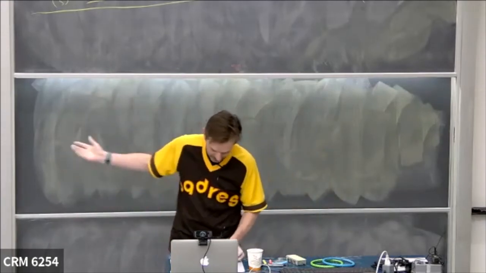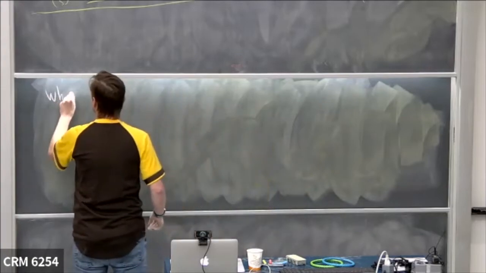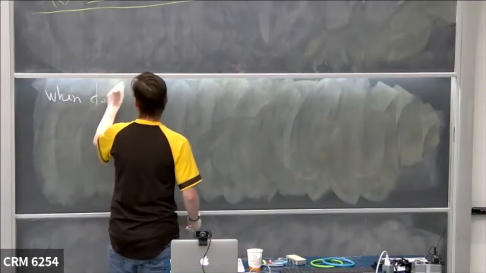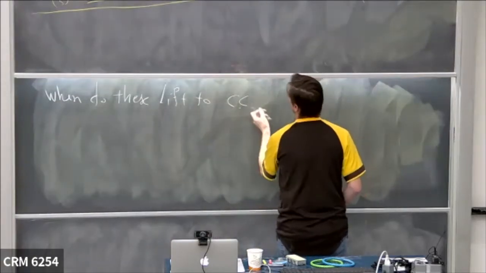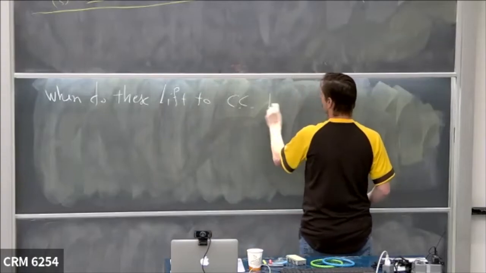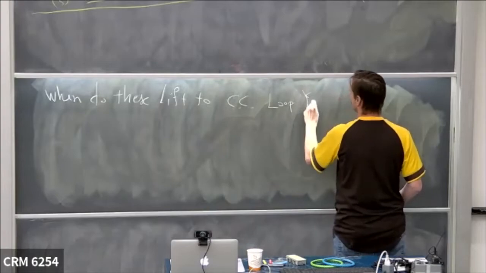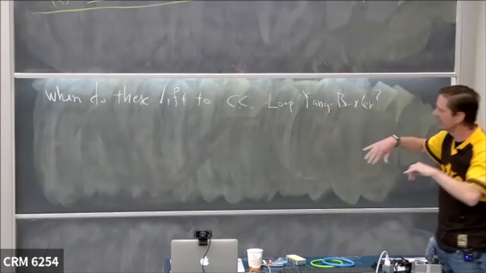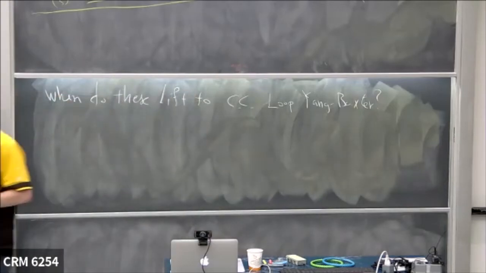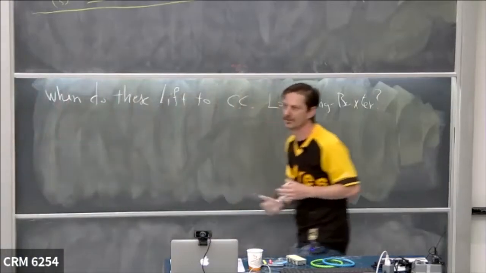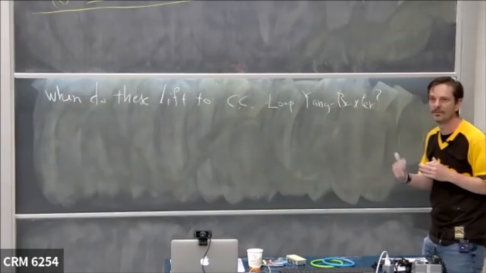Yeah, and so it's a number of things. And here's the idea. When do these lift to charge conserving loop Yang-Baxter? Okay, so in other words, when can you find a matrix S to go along with the R that I've described that gives you a representation of the loop braid group in the sort of obvious local way?